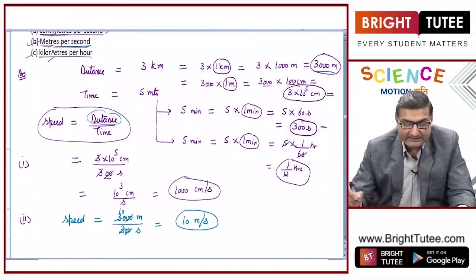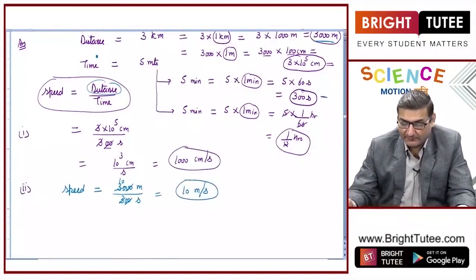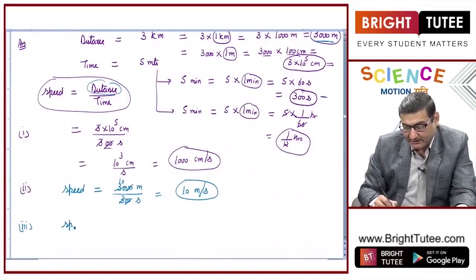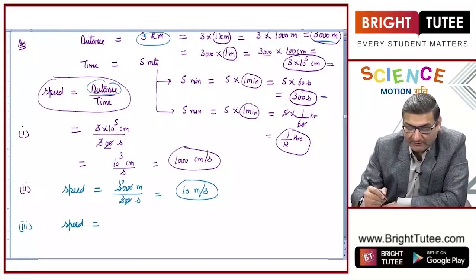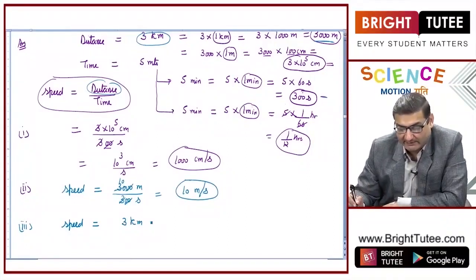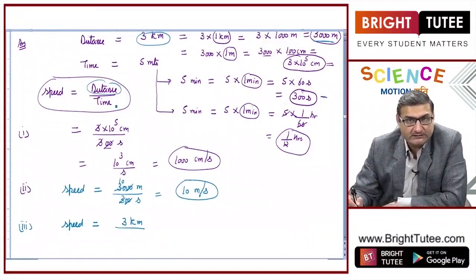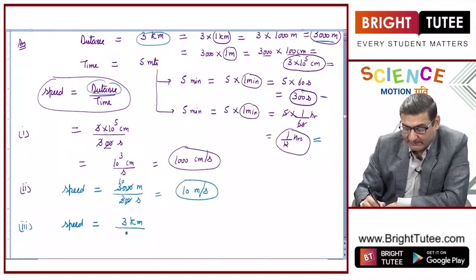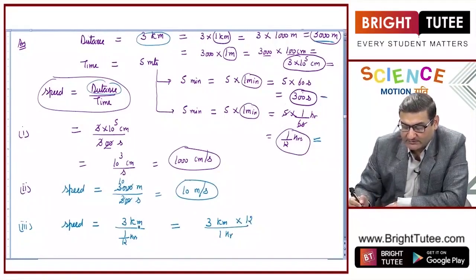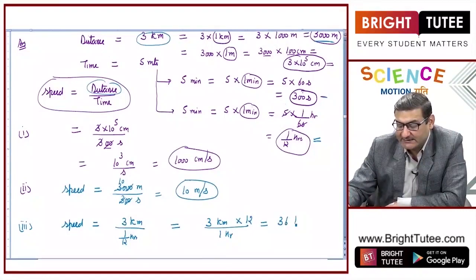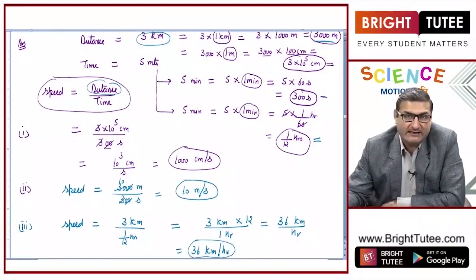Next, I have to calculate the same thing, speed, but in kilometers per hour, bigger units. So the formula remains the same, speed is equal to distance upon time, but now it is in kilometers per hour. So how many kilometers were there? 3 kilometers, and time I need to take in hours. How many hours have I calculated? 1 upon 12 hours. So I will divide it by 1 upon 12 hours. This 12 will go up. I can write it as 3 kilometers multiplied by 12 upon 1 hour, because this 12 goes up. Now simply multiplying, I will get 36 kilometers per hour. So this is the speed of the scooterist in kilometers per hour.